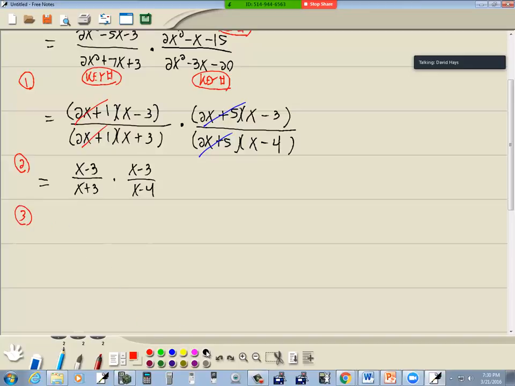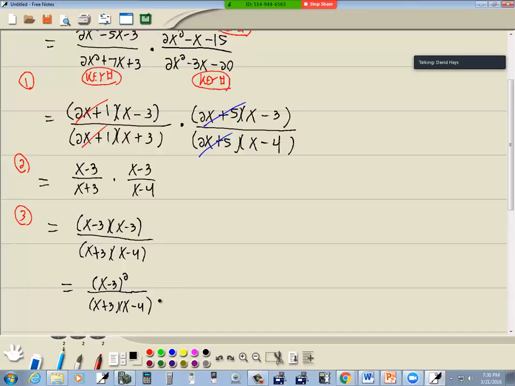Step 3 on multiplying is multiply the tops and multiply the bottoms. So we're going to have x minus 3 times x minus 3, and on the bottom we'll have x plus 3 times x minus 4. Now the top, you might see them write it as x minus 3 squared, and this is x plus 3 times x minus 4. Although every book's different, usually they don't actually multiply this back through. They leave it in this form.